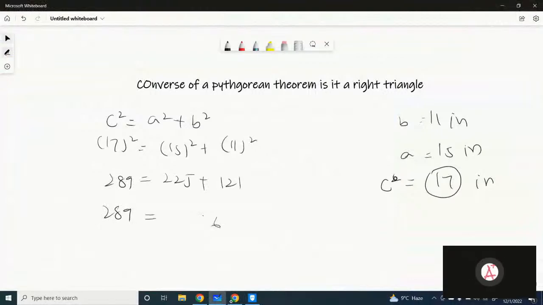5 and 1, 6. 2 and 4 and 3. They are not equal. If both sides are equal, that means the triangle is a right angle triangle. So they are not equal. That means no, the triangle isn't a right angle triangle. Got it?